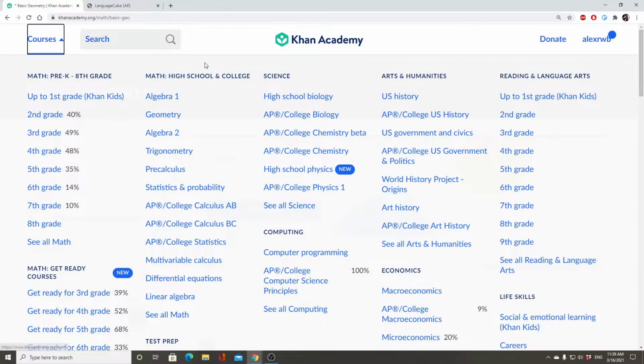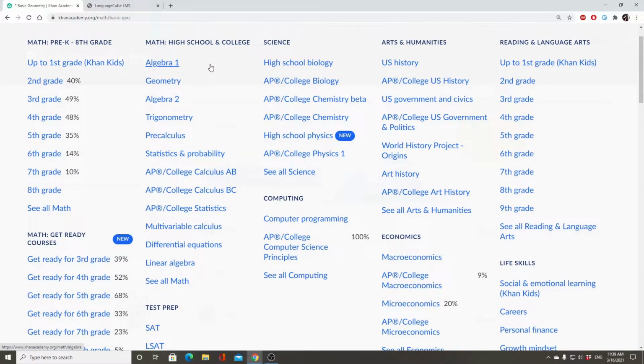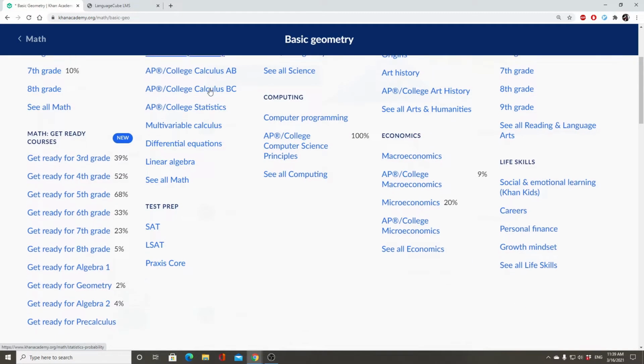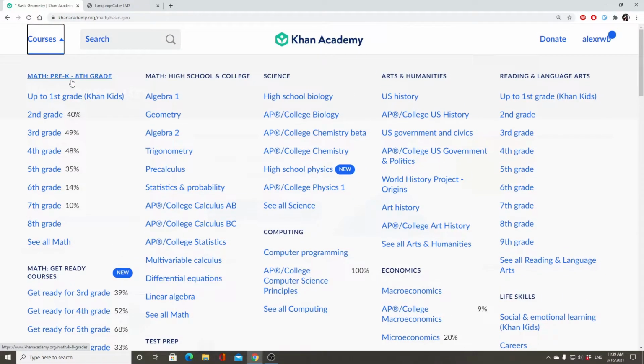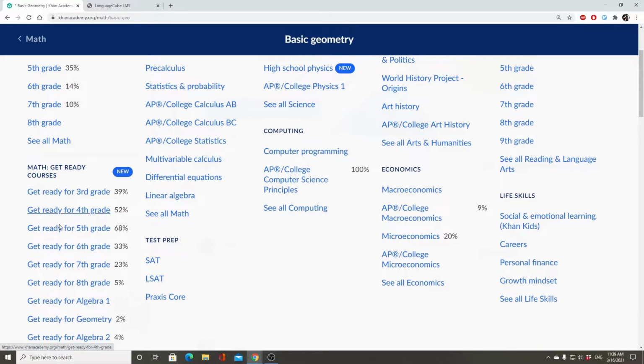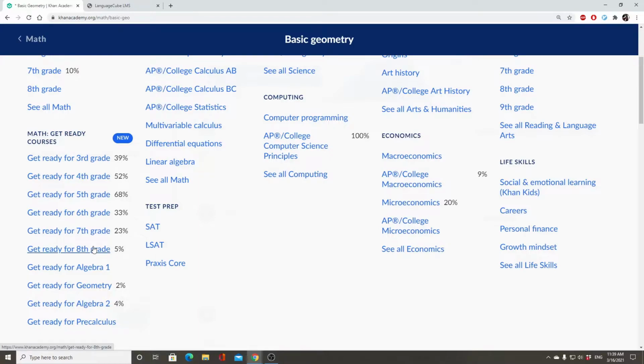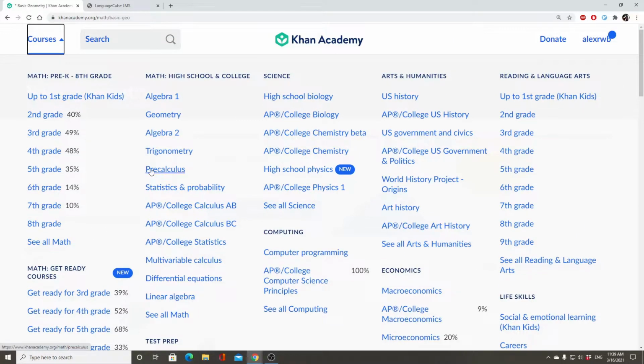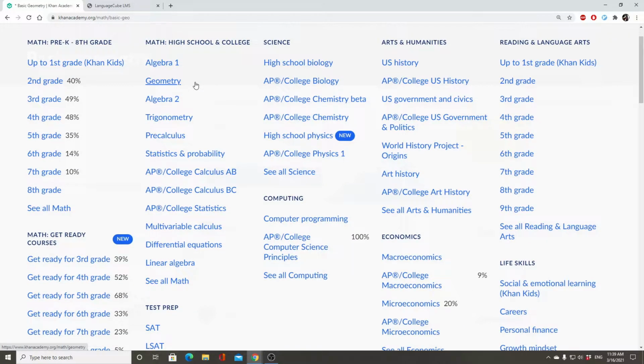It's just pretty wild that this exists. They've been around for about 10 years, and they're constantly updating their curriculums and their technology, so it just keeps getting better. They've got math for youngsters, like elementary school math and get ready courses, which are obviously aimed at younger people. And then they've got math for high school and college.